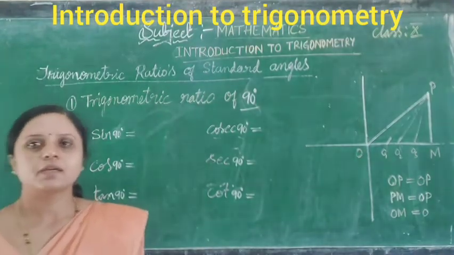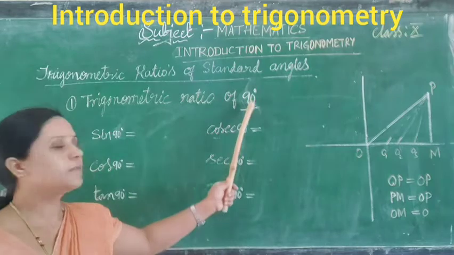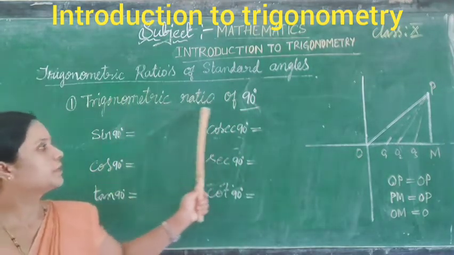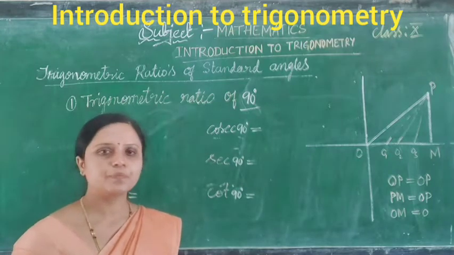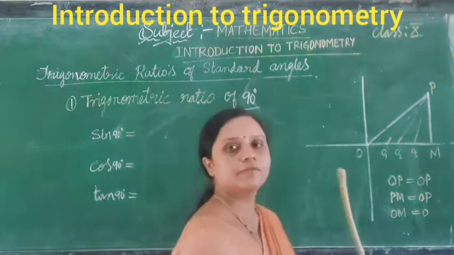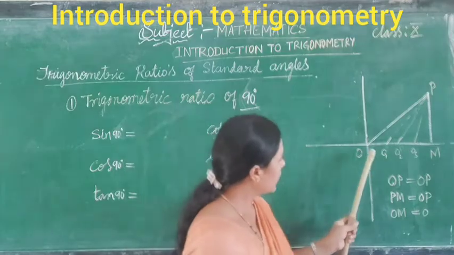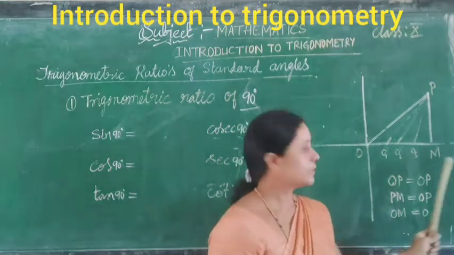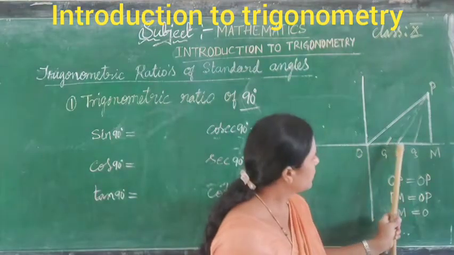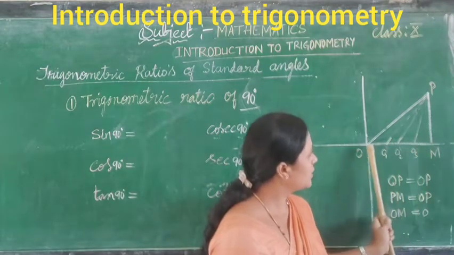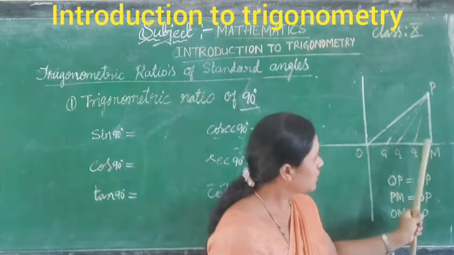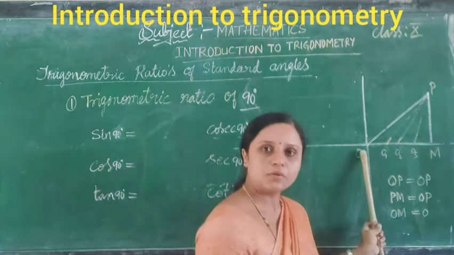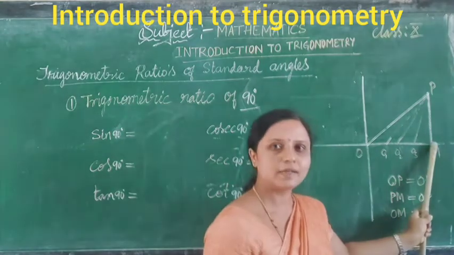Students, now we are going to the last angle, a very specific angle, 90 degree. So now let us find the trigonometric ratios of angle 90 degree. You can look at this figure. Here the angle O gets larger and larger. Finally this angle O gets very close to this 90 degree angle.